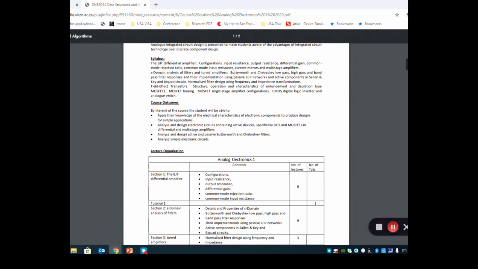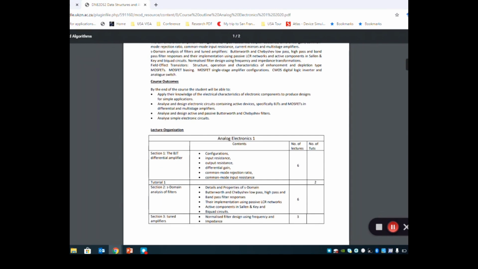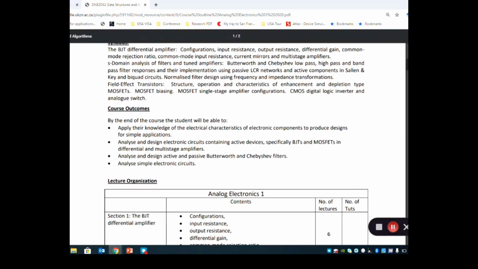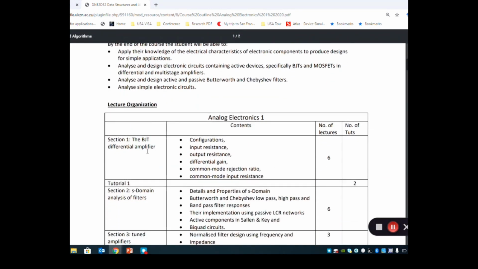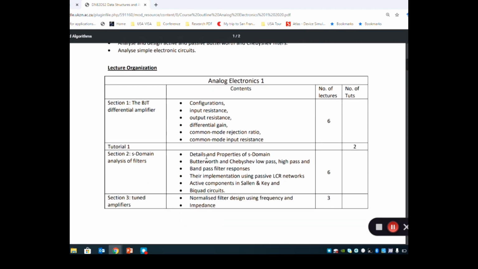In our previous lectures in the months of February and March, we have completed the BJT and its differential amplifier, like its configuration, input resistance, output resistance, and common-mode rejection ratio. After that, we completed the S-domain analysis of filters, its properties in the S domain, Butterworth filter, high pass and low pass filters, band pass responses, their implementation using passive LCR networks, and some other filters.